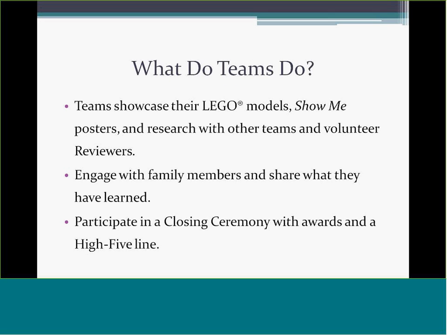So they showcase their Lego models, their Show Me posters, and the research they've done with other teams and reviewers. They're supposed to be engaging with family members and sharing what they have learned. At the end, they participate in a closing ceremony with awards and a high five line. I'll touch on all of those topics going forward.